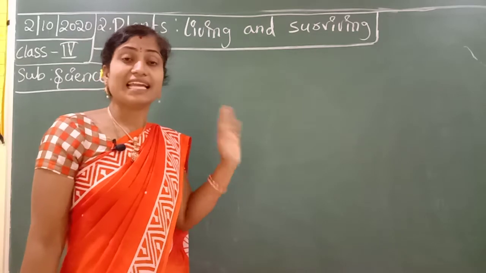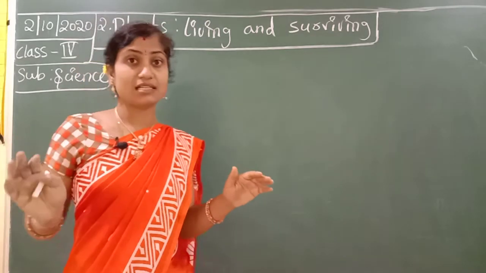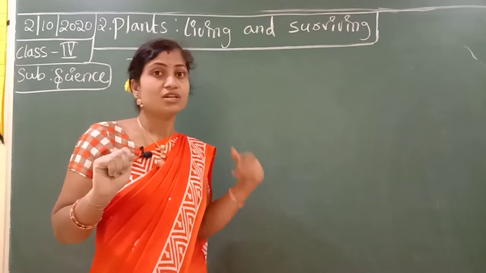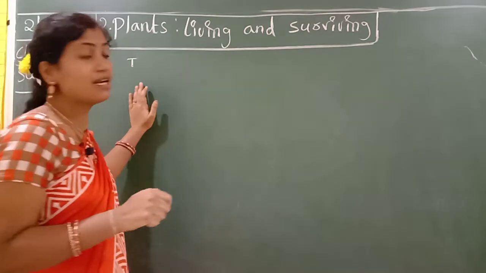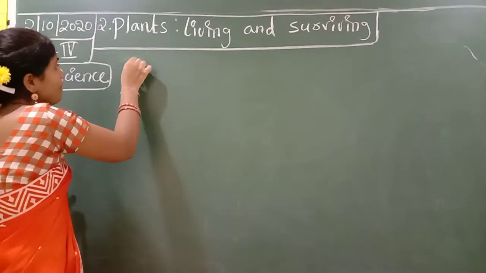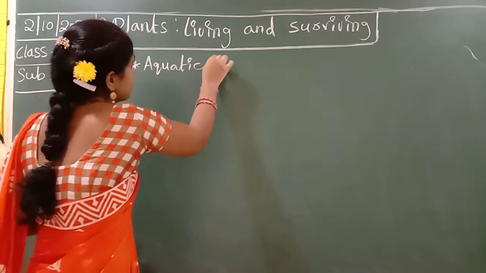In hilly areas, plants have needle-like leaves. In plains, like the banyan tree, there are very large branches. So yesterday we completed terrestrial plants. Today a new topic: aquatic plants. Okay children, aquatic plants.